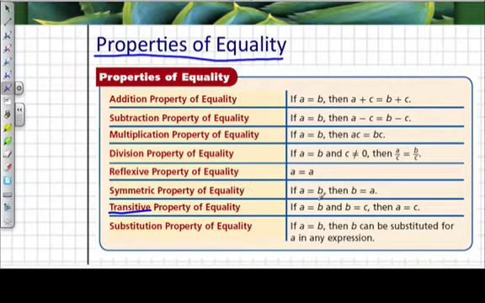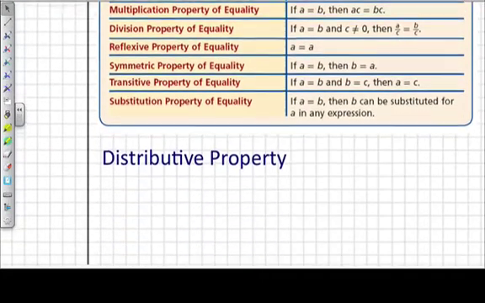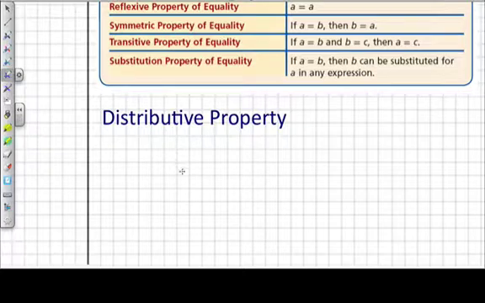This is an important one, the transitive property of equality. Very important to know the transitive property. It's kind of like the law of syllogisms, but don't let that freak you out. So it says if A is equal to B and B is equal to C, then A must be equal to C. So if these two things are equal and these two things are equal, the first and the third thing had also better be equal. And then the substitution property says if A is equal to B, then B can be substituted in for A in any expression. Sometimes we use the substitution property, like for example when we substitute a value back in to check our work.